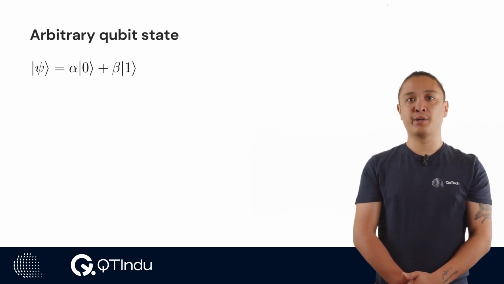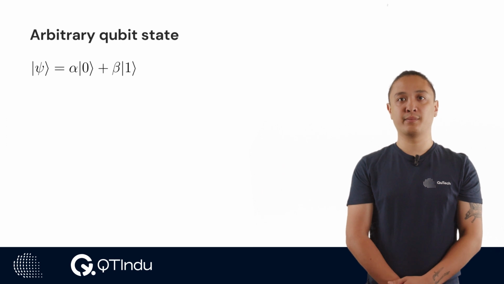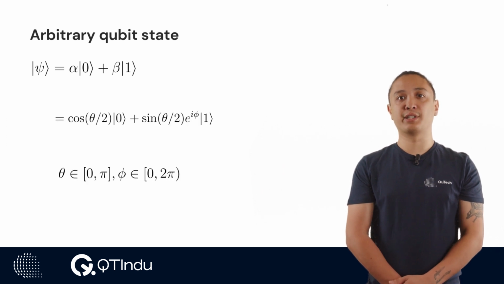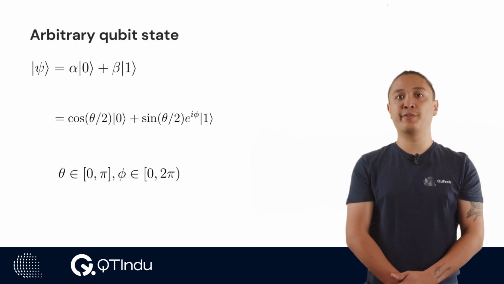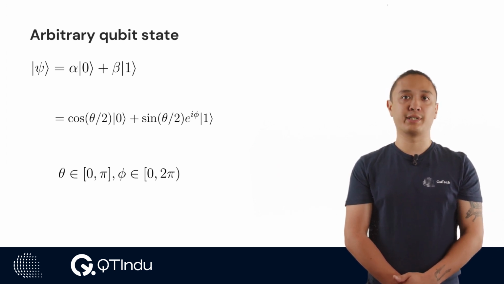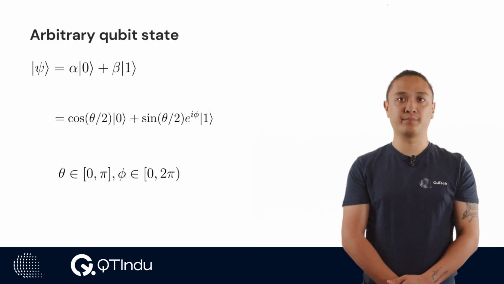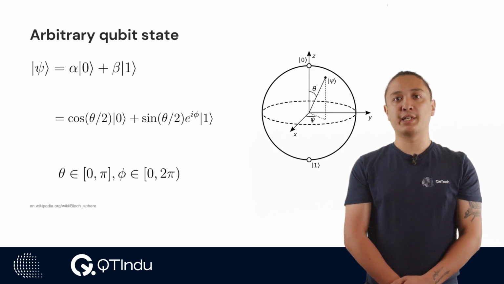An arbitrary qubit state can be represented as a superposition of two basis states. Here we use the 0 and the 1 state as our basis. Instead of using two complex numbers, alpha and beta, to describe our state, we can equivalently use two angles, theta and phi, to fully represent the state of our qubit as shown here. On the right, we show what these variables represent on the Bloch sphere.